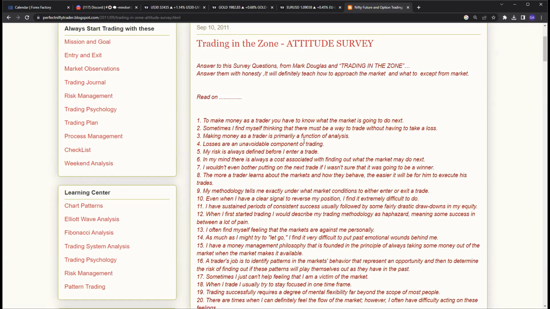Making money as a trader is primarily a function of analysis. So this is what we do, right? We analyze. I've been in a lot of groups that only take one trade a day. Personally, we analyze, we talk a lot, whether it's strategy, but we end up taking maybe sometimes 3 or 4 trades a day. So probably it's one of the primary functions of trading. Losses are an unavoidable component of trading, yes.